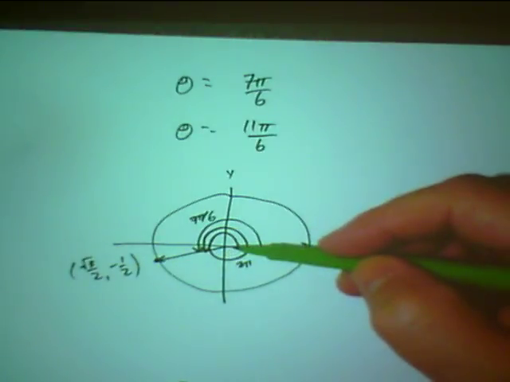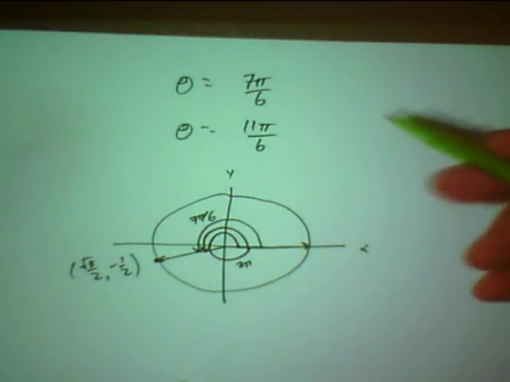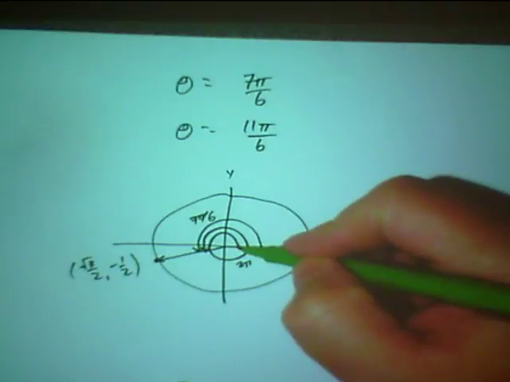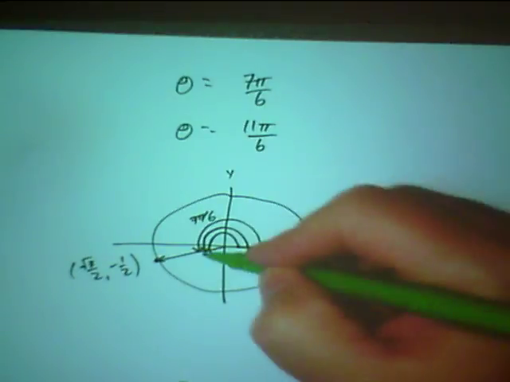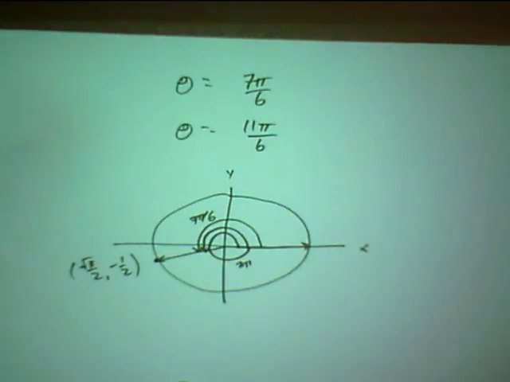So what have I done? The second angle is also a solution. I went around the circle once, and then I stopped here, and I ended up back at this point.